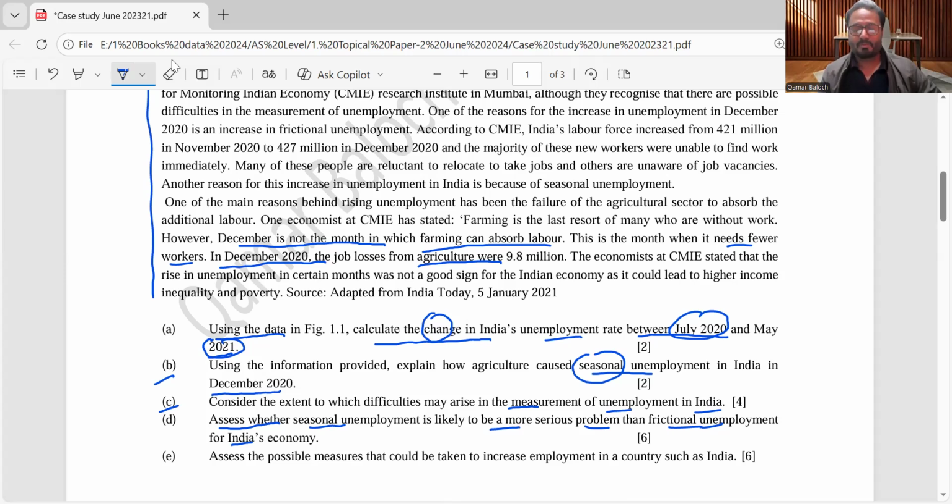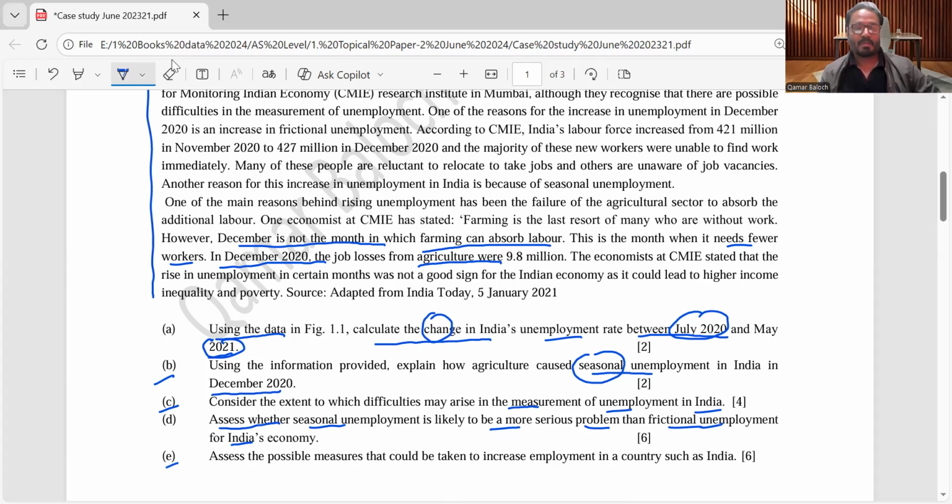Frictional unemployment is not very harmful to an economy because it does not affect a lot of people. Only a few people, at an individual level, are influenced. But in seasonal unemployment, a lot of people relevant to the industry that loses its season will lose jobs. So it affects the industry a lot, and the economy a lot. So you have to explain what seasonal and frictional unemployment are. You can give examples, and then explain how seasonal can be harmful and how frictional can be harmful. And at the end, you can say that seasonal is definitely more harmful than frictional unemployment.